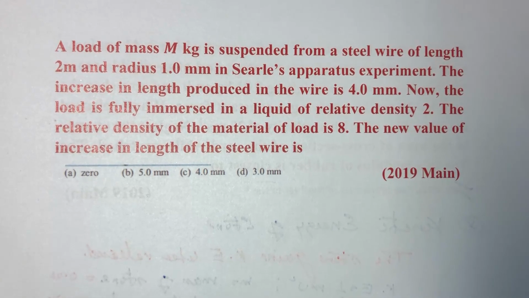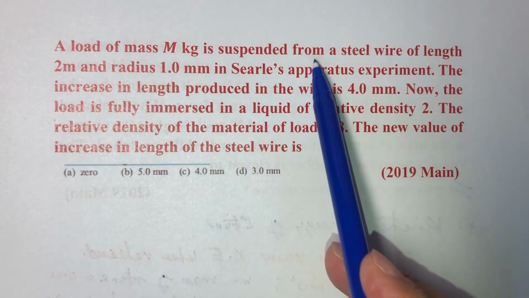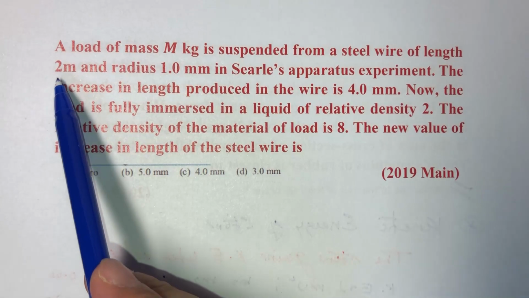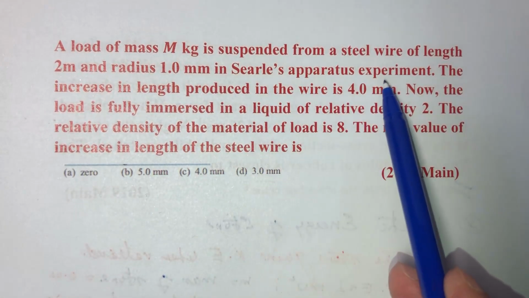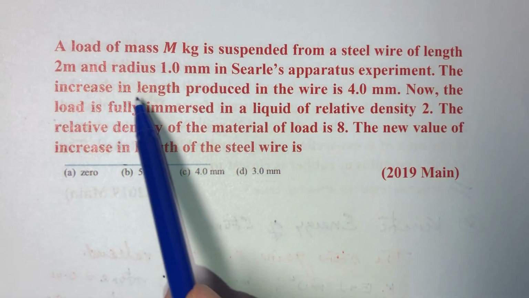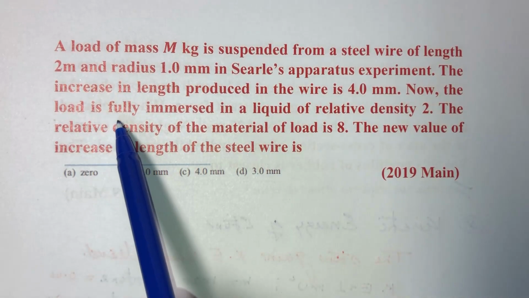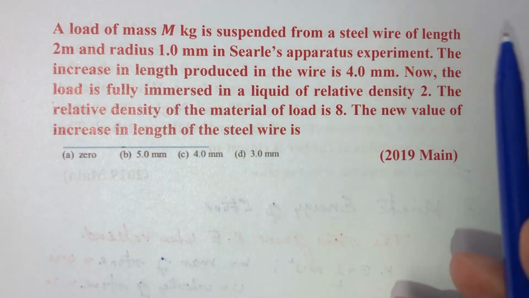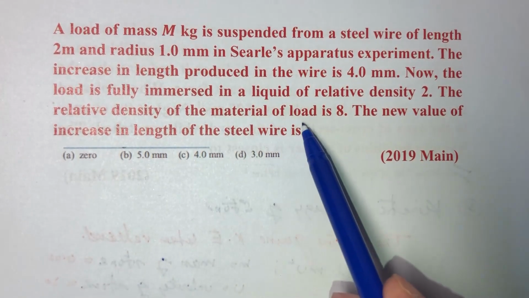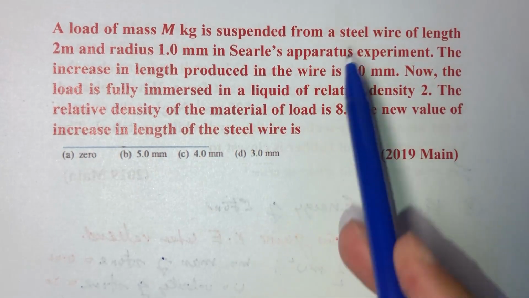Hello friends, today's question. A load of mass m kg is suspended from a steel wire of length 2 meter and radius 1 mm in Searle's apparatus experiment. The increase in length produced in the wire is 4 mm. Now the load is fully immersed in liquid of relative density 2. The relative density of the material of the load is 8. The new value of increase in length of the steel wire is.